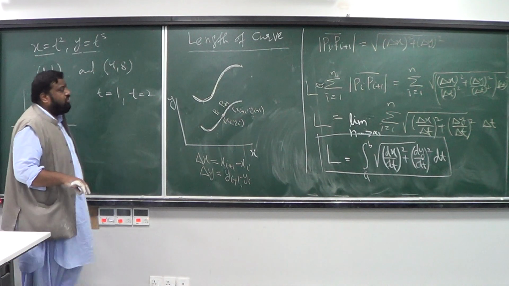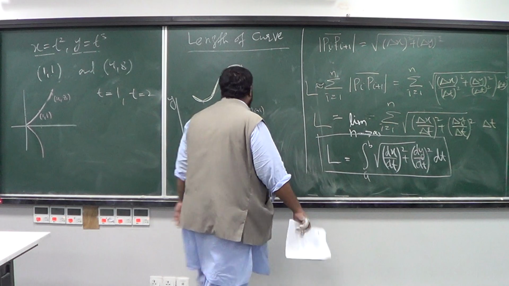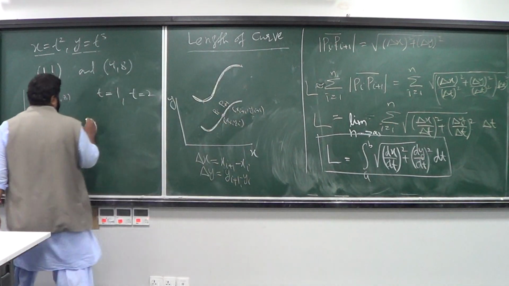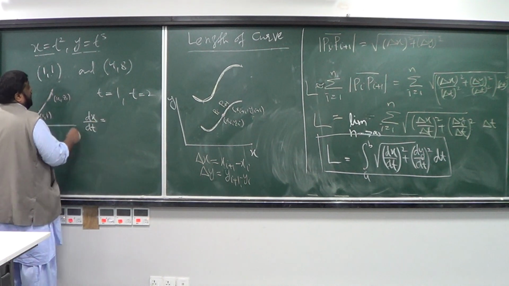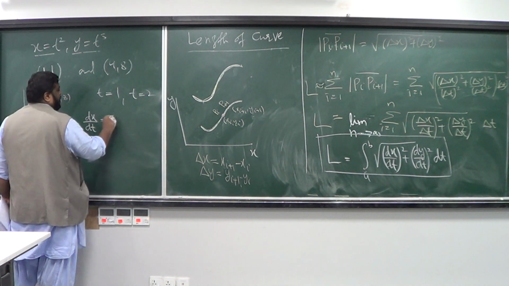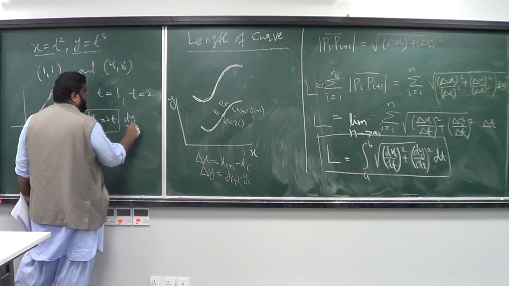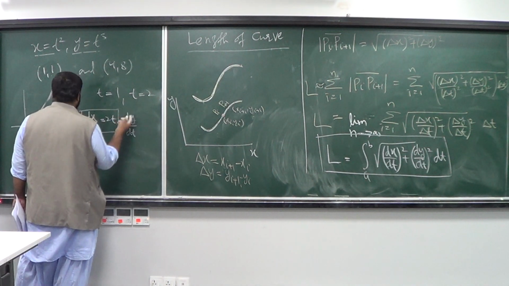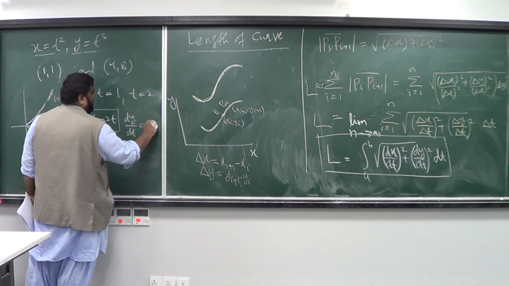So what I have to do is compute this integral. In order to compute this integral, I need to compute dx by dt. So what would be dx by dt? It's going to be 2t. What would be dy by dt? It's going to be 3t square.